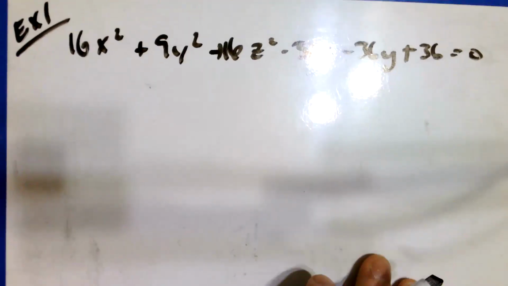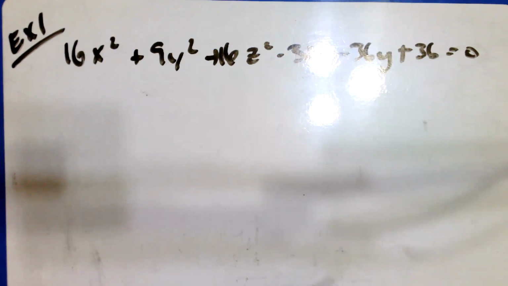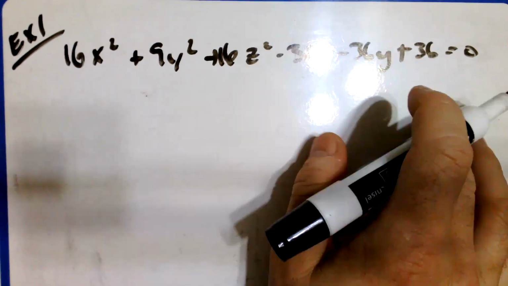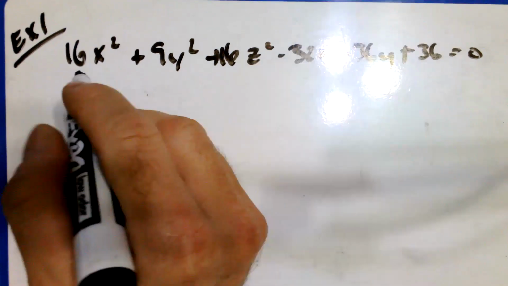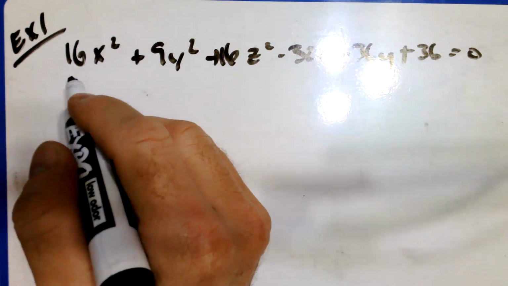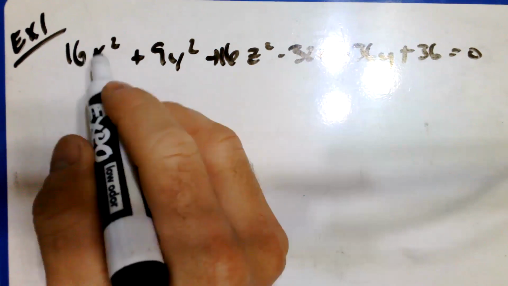All right, this is example one. In this example, we're trying to figure out what form of this graph or quadratic surface this thing is. So to start off, try to put it in standard form by grouping like terms, completing the square, and seeing if we can recognize the form of it.